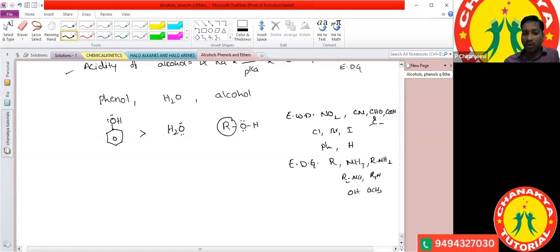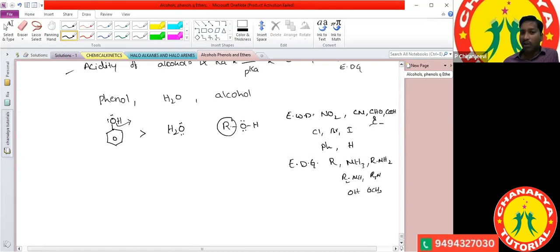So due to that reason, sir, how is the acidic strength going to increase here? Let us see. In phenol, whatever lone pair of electrons are there on the oxygen atom, they are involved in resonance. Whenever they are involved in resonance, the electron density is going to decrease. If the electron density decreases, H plus ions easily come outside.